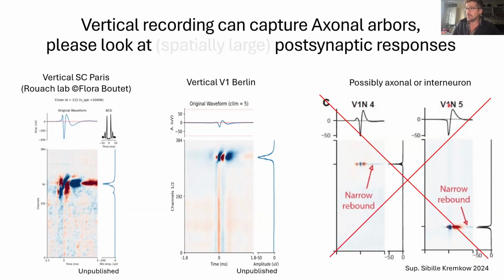There are also some interneurons, which are at least a putative interneuron because the waveform is narrow, which are followed by a tiny little rebound, which is of a small spread, a small spatial extent. We believe that these criterion are a very good criterion to use to reject potential multiple peak waveform from being an axonal arbor and a dendritic response.